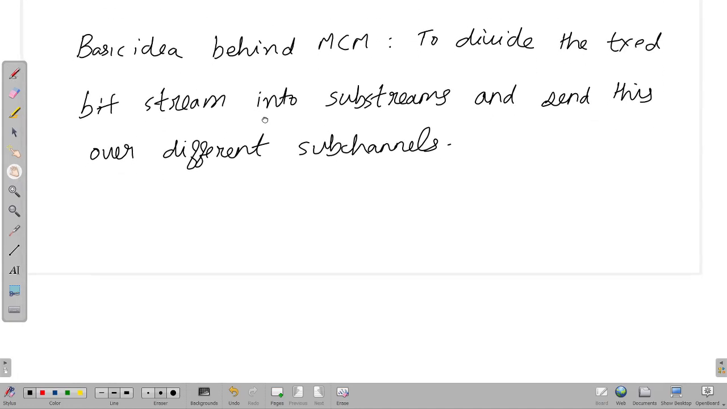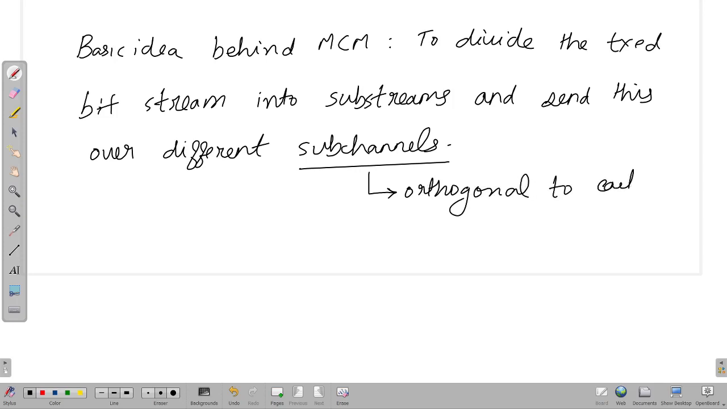And the subchannels are orthogonal to each other. So we will encode in such a way that the subchannels are orthogonal to each other. And we choose the subchannel bandwidth. We choose the number of subchannels.